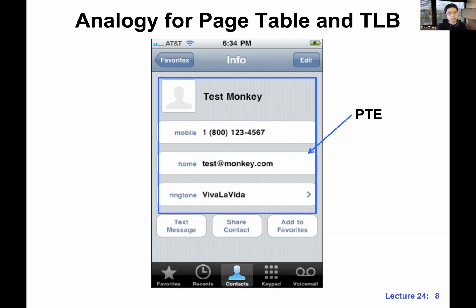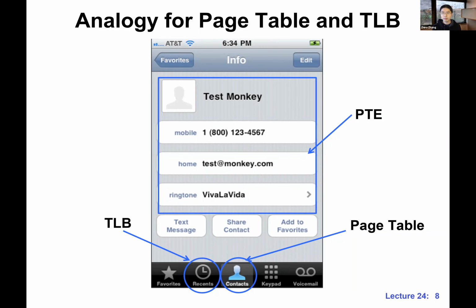Where's the TLB? First contact is the page table, and you are also using the TLB every day. If you look at the recent contacts, this is really the TLB. Favorites has a similar function, it's also a shortcut, but if you look at recents, that's a more precise analogy.